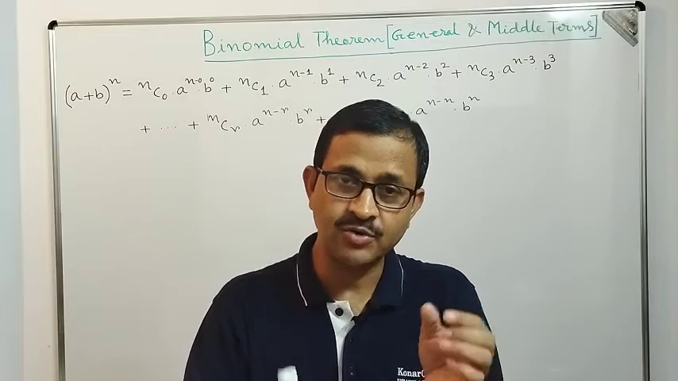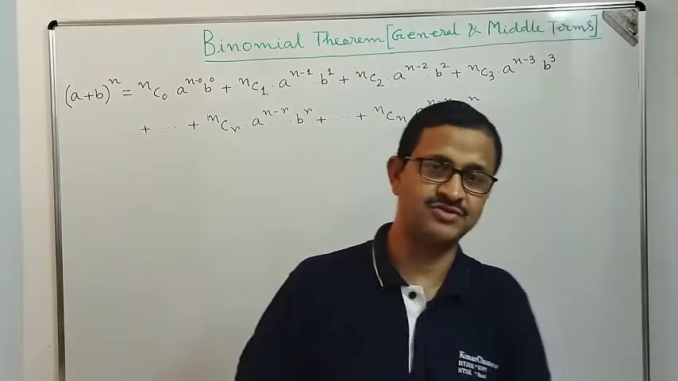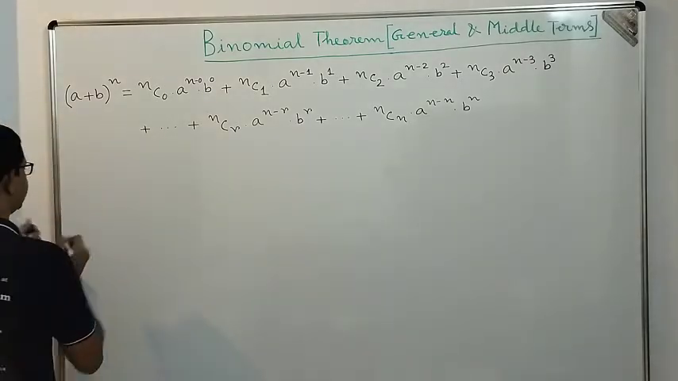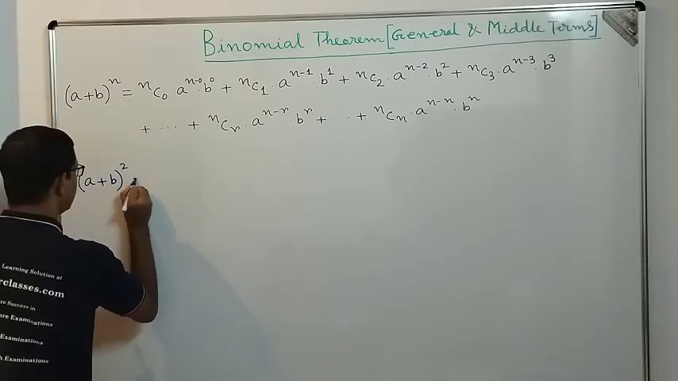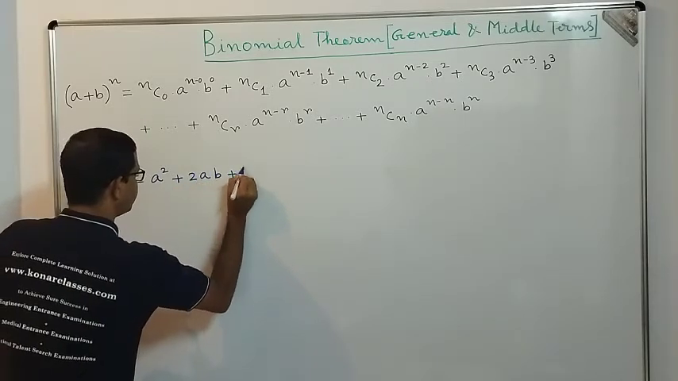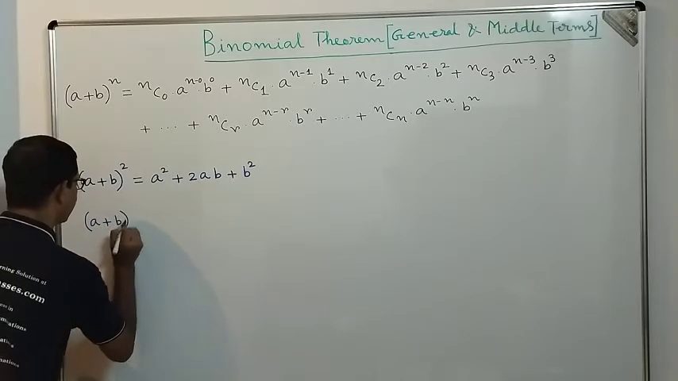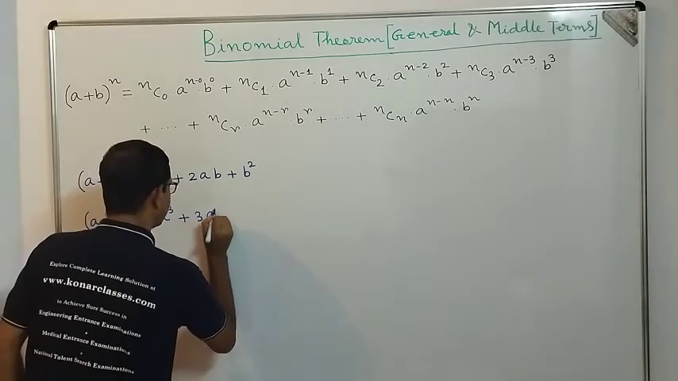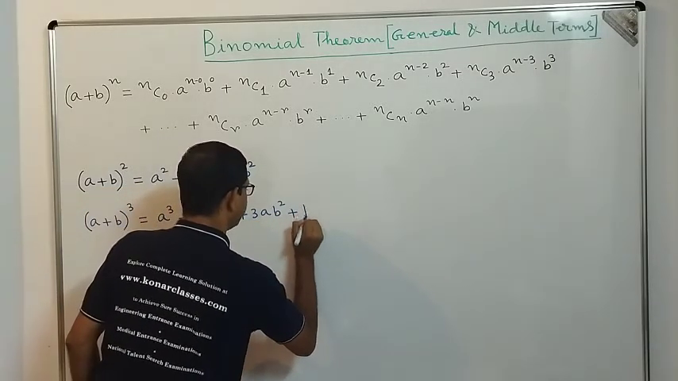So now, based on that, whether n is even or odd, the middle terms actually differ, and let us discuss that. So let us take an example. Let us take (a + b)^2, that is a plus b whole square, which is equal to a square plus 2ab plus b square. Now let's take (a + b)^3, a plus b power 3, which is equal to a cube plus 3a square b plus 3ab square plus b cube.